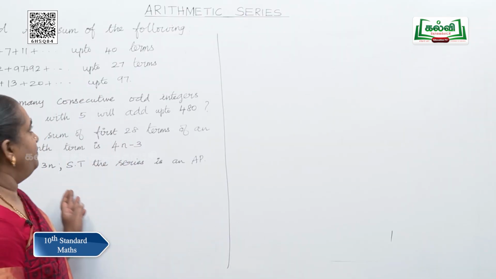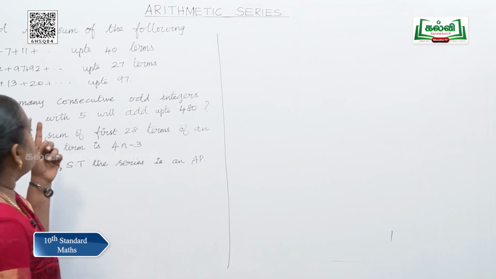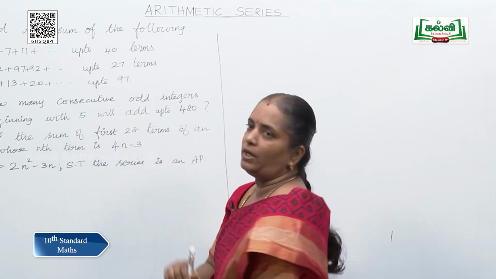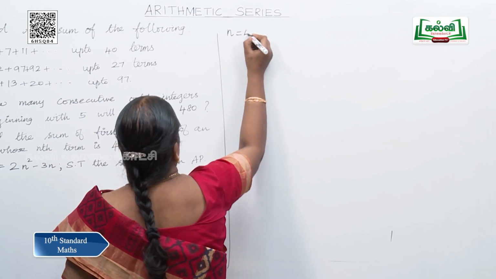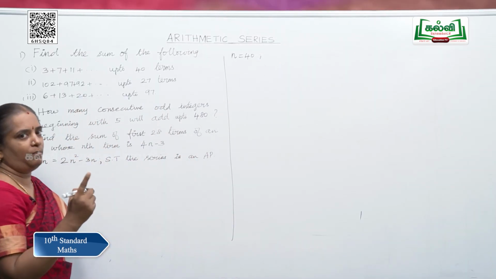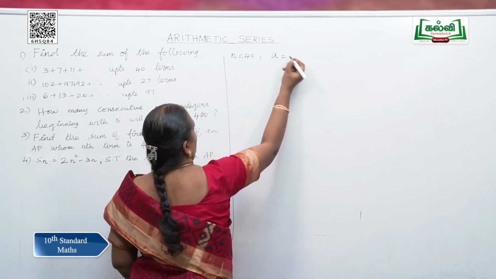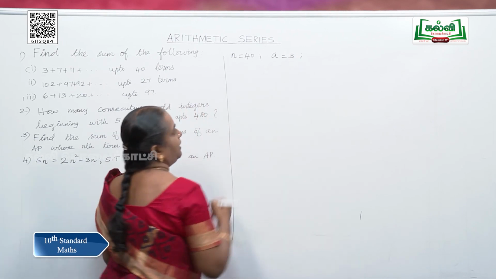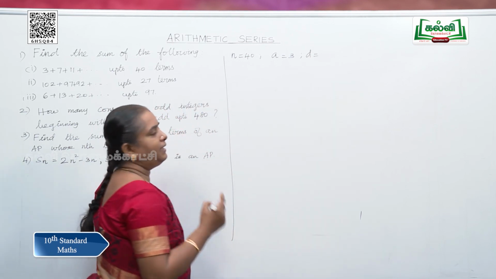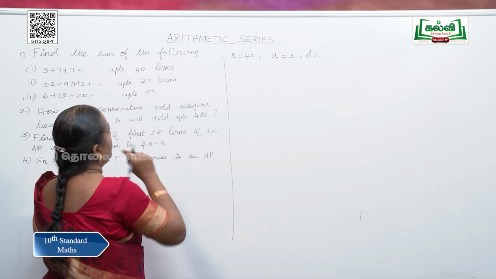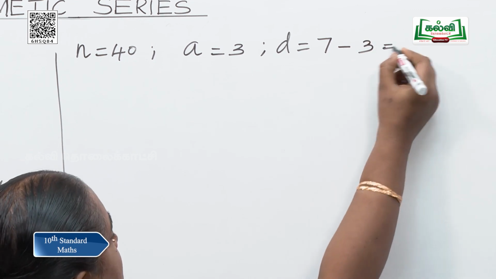Now, let us see the first sum. Find the sum of the following. The first one is 3 plus 7 plus 11 plus etc. up to 40 terms. So, how many terms are there? 40 terms. So, n is equal to 40. What is a in that series? The first term is termed as a and that is 3. And here, how will you find d? d is nothing but you subtract T2 minus T1, the second term minus the first term, the difference between those two. Second term minus first term is 4.